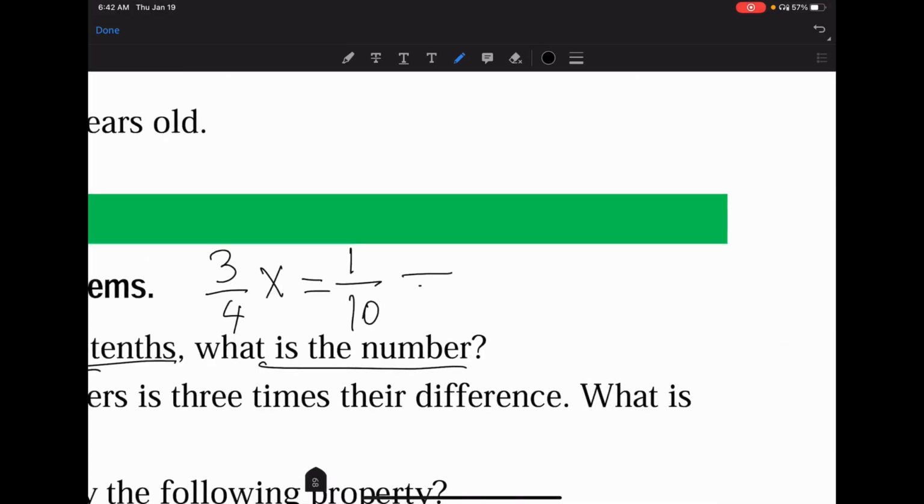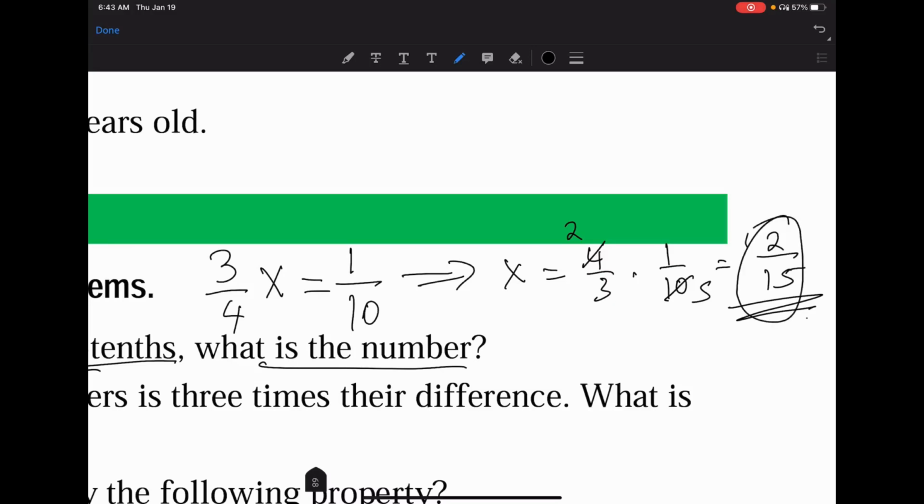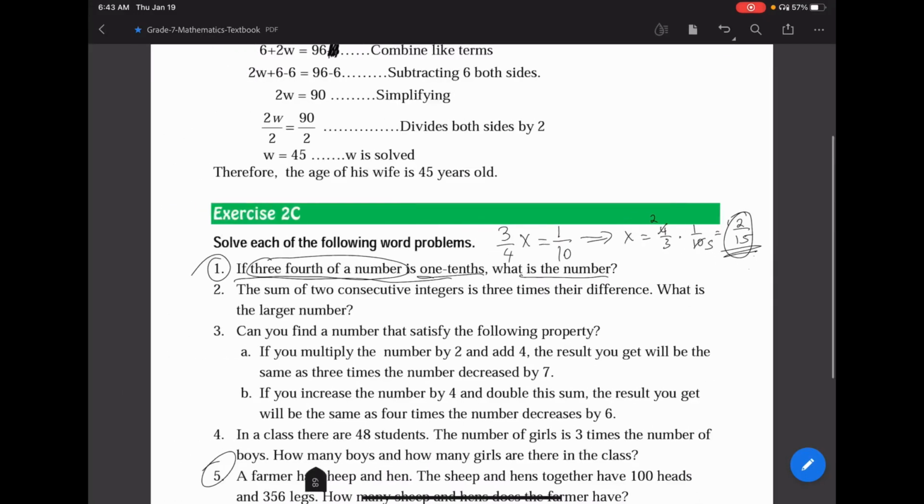Simple. What do we do? We simply multiply both sides of the equation by 4/3. So x is equal to 4/3 times 1/10. Two into two and five, what do we get? 2/15. Therefore the number that we are looking for is 2/15. Great.